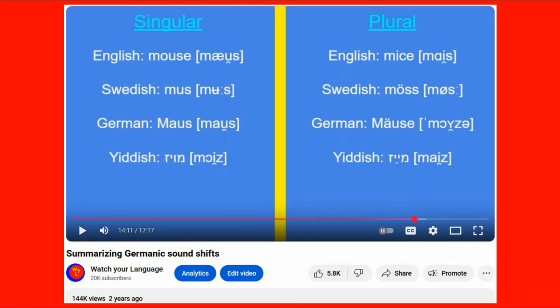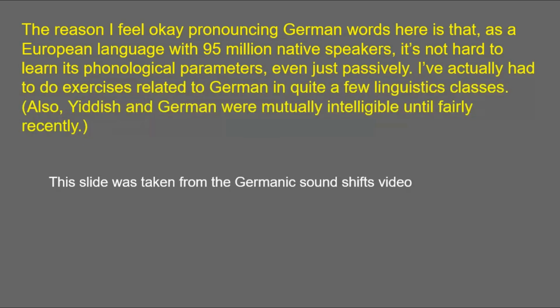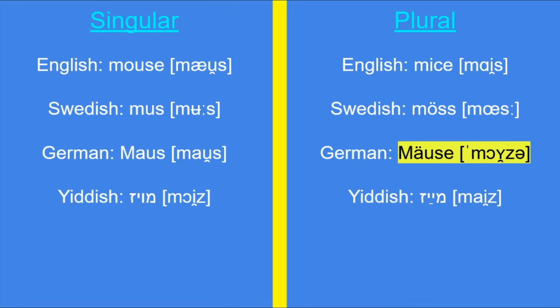So as for the other example from the Germanic sound shifts video, this one's more embarrassing. At the beginning, I mentioned how I hadn't actually studied standard German at that point, but I had enough exposure to pronounce German words well. Yeah, famous last words, because many German speakers commented that later on, I pronounced the plural of Maus, Mäuse, way too close to a certain part of the female body.